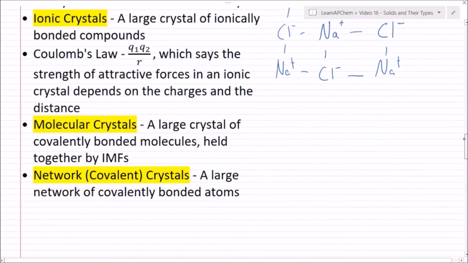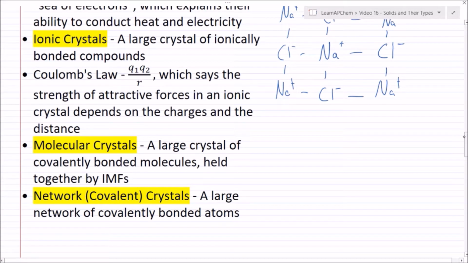Alright, so our next type is molecular crystals. And this is a large crystal of covalently bonded molecules held together by IMFs.